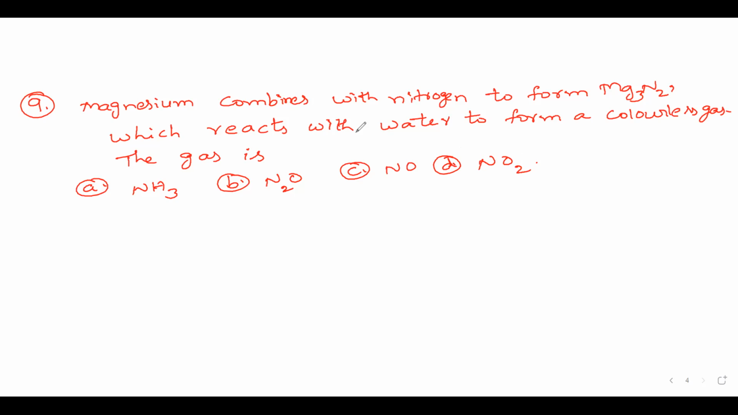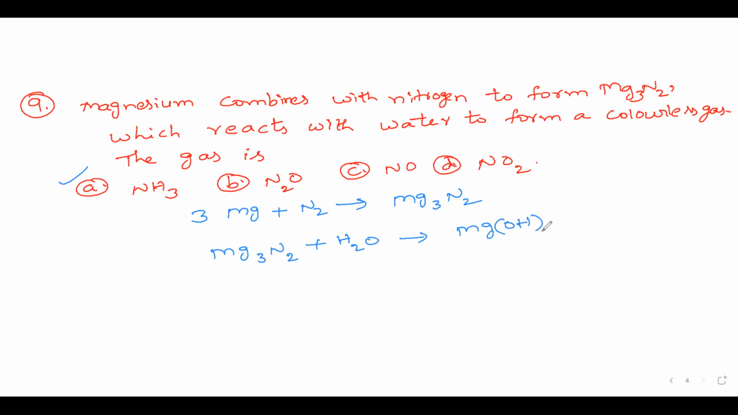I'm writing the solution here. The gas is ammonia. Magnesium combines with nitrogen and forms magnesium nitride. This magnesium nitride combines with water and forms magnesium hydroxide along with ammonia. So you can say 3 water molecules, magnesium hydroxide along with ammonia. Balancing and all you can do. So this is called ammonia gas. Next question. Question number 10.